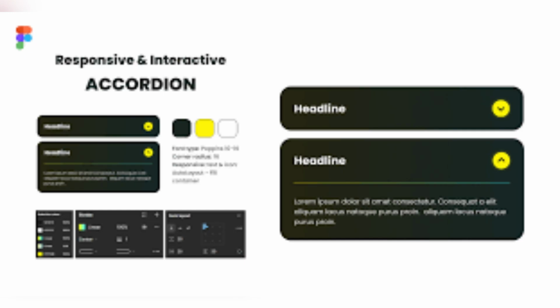Start by building the header for the collapse state. Place your title text and an icon, like a chevron or a plus sign, inside a frame. With both selected, press Shift+A to apply auto layout. This will make your header responsive.